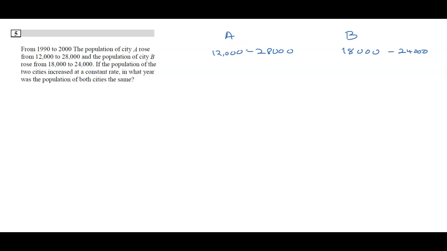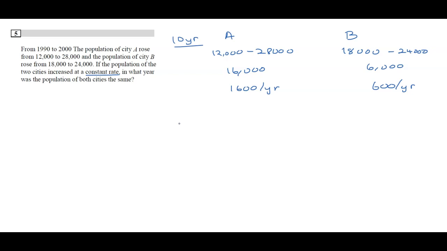So this is a 10-year period, so take note of that. What happens here? We have a 16,000 person increase. This is 6,000. Now we need to find out the two cities increase at a constant rate. So for every year, A increased 1,600 per year. This one increased at 600 per year. So we want to find out at what time did they have the same population.